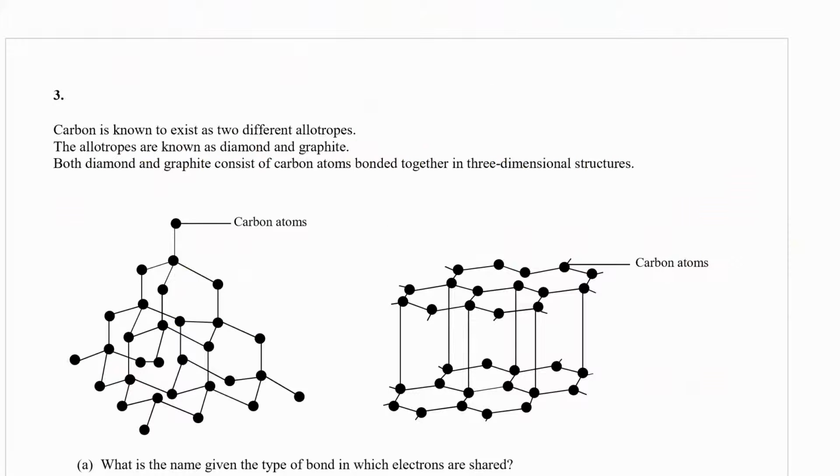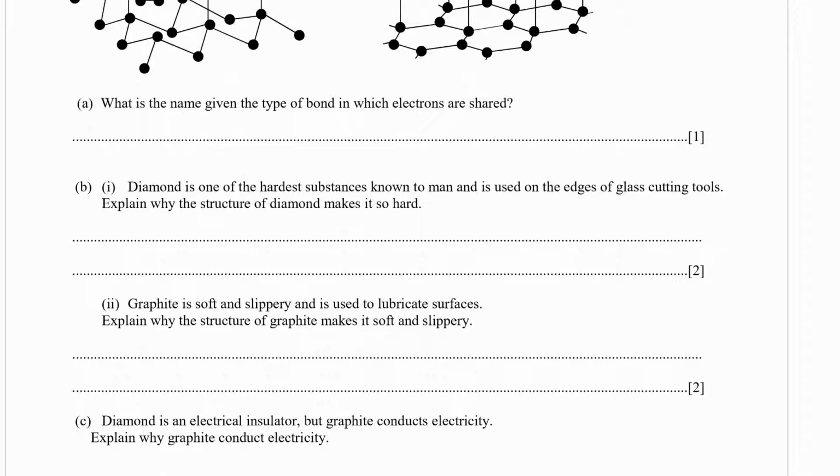Okay, moving on to question 3. This is about diamond and graphite. So what is the name given to the type of bond in which electrons are shared? So this is covalent, the sharing of electrons. Diamond is one of the hardest substances known to man and is used on the edges of glass cutting tools. Explain why the structure of diamond makes it so hard. Again, this is 2 marks, and the structure is related to its bonding.